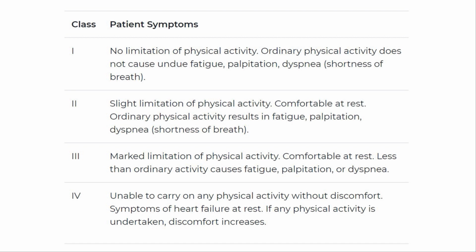This is the New York Heart Association classification of heart failure. It's class 1 to 4. 1, no limitation. 4, limitation with basically all activity.